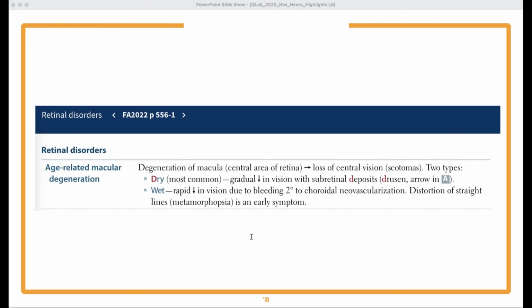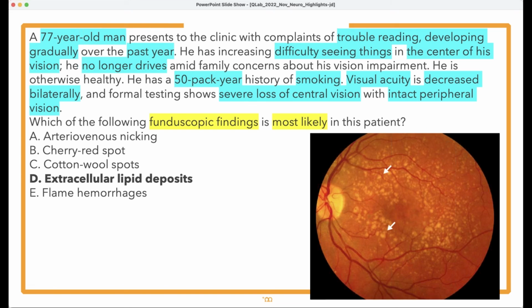Basically what they're getting at is the accumulation of drusen deposits underneath the surface of the retina. If we take a look at the previous slide, you could see on that fundoscopic image those little yellow accumulations. That's drusen, and drusen is lipid. Those are extracellular lipid deposits. So drusen is lipid, and the answer choice here is D.